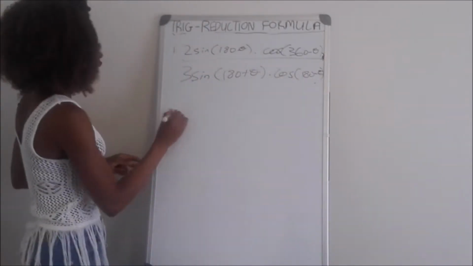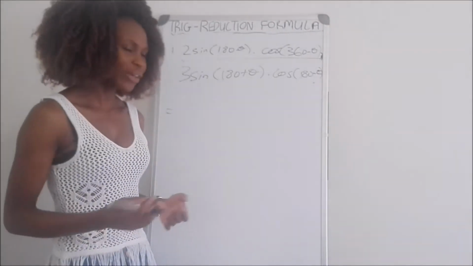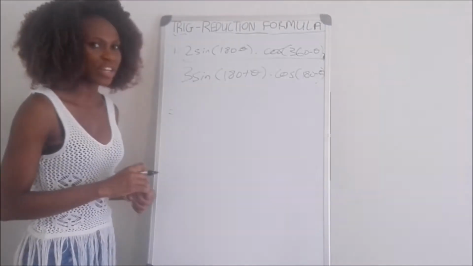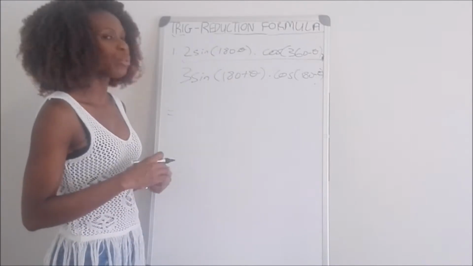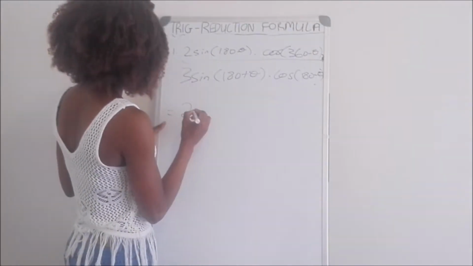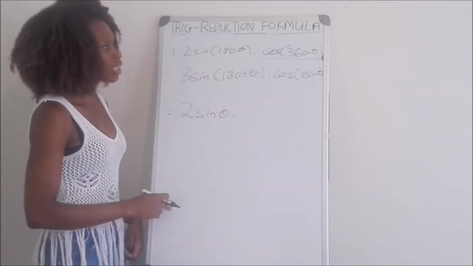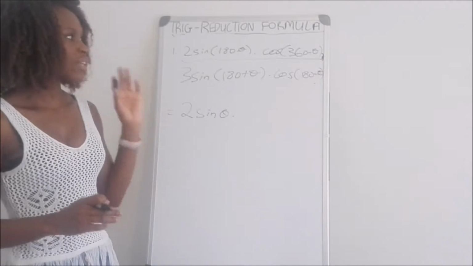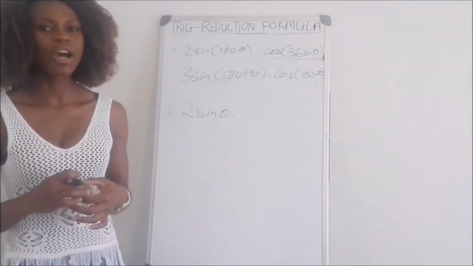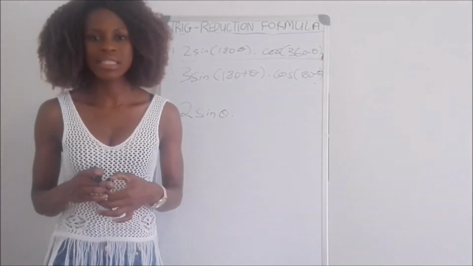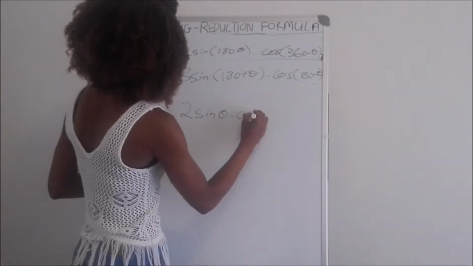Looking at sine of 180 minus theta, you know 180 minus theta is in the second quadrant, which means in the second quadrant only sine is positive. That means our sine is positive, so we'll have positive 2 sine theta, multiplied by cos (360 minus theta). We first look at the 360 minus theta. 360 minus theta is in the fourth quadrant, in which only cos is positive. Then we have cos there, that means we have positive cos theta.